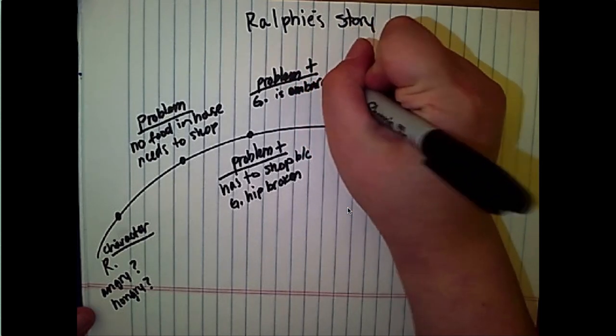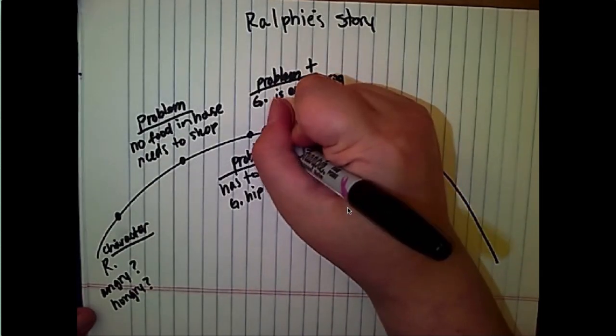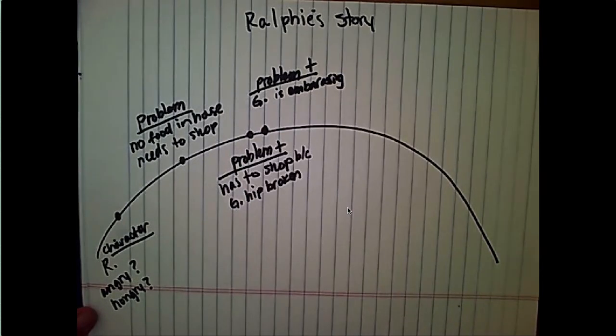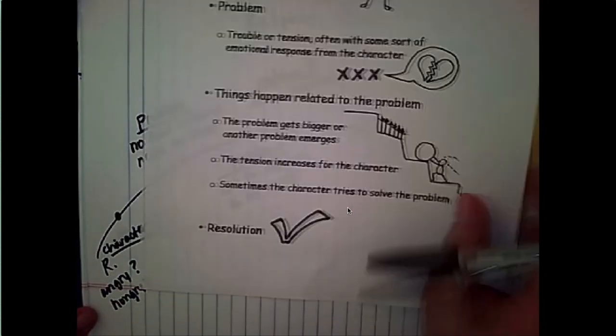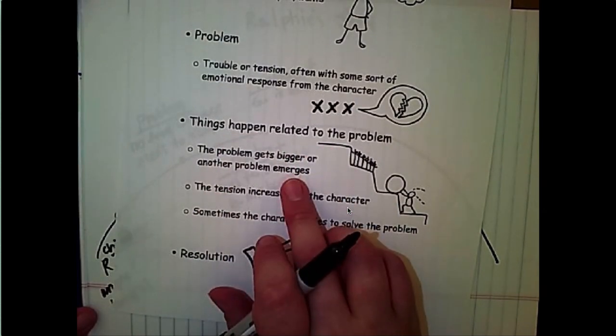Okay. So man, grandma's embarrassing. That could be part of the problem here too. I don't want to include that there. All right. What else happens in the story that is related? Some other things that happen that are related to the problem. The problem is getting bigger, or another problem emerges.